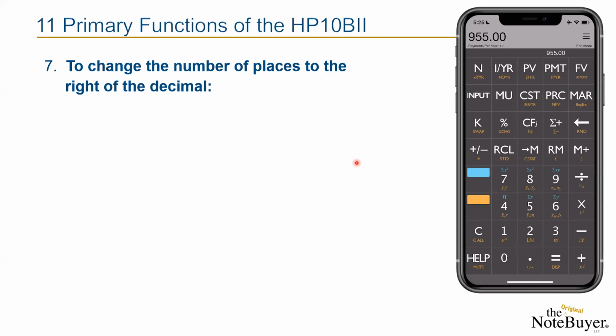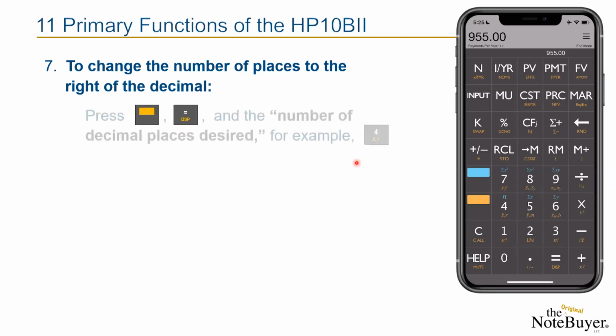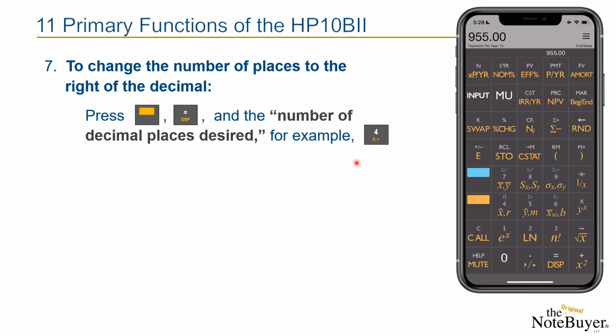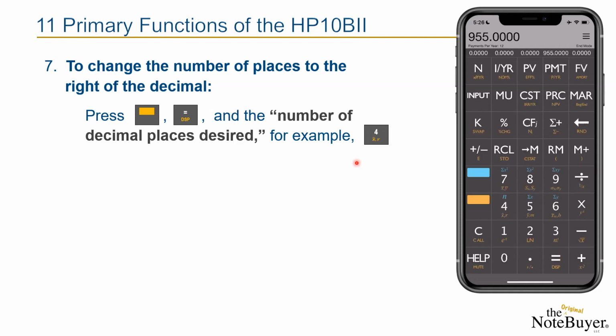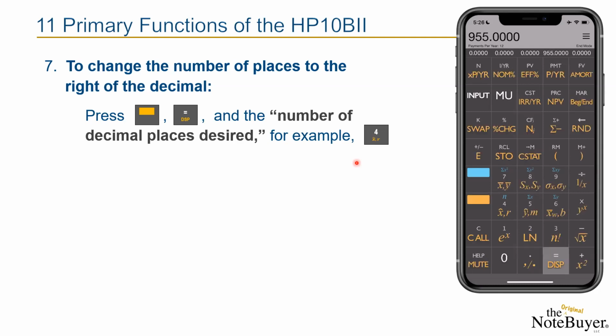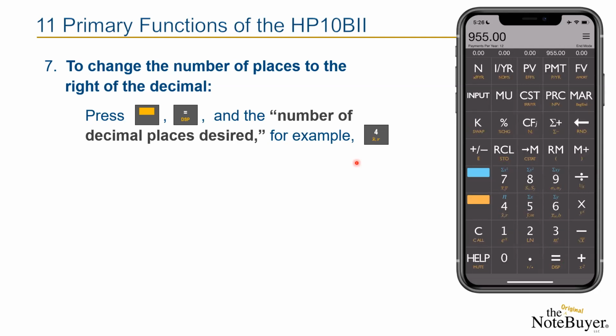But if you did, for some reason, want to see more decimal places, then all you need to do is press Shift right there, and then equals down here, and however many places you want. So let's say you want 4. See how that changed to 4 places? Okay, it's real simple to do. Now I'm going to change it back to 2 because that's what I like.